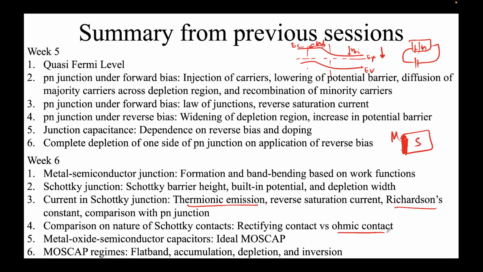And we also saw that if you want to form ohmic contacts between a metal and a semiconductor, you need to rely on Schottky contacts, because you need to have efficient transport of electrons from one side to another. Finally, we saw the heart of this course, which is the MOS capacitor, and we saw the 4 regimes: flat band, accumulation, depletion, and inversion.